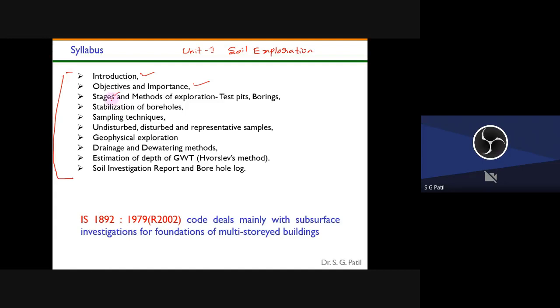There are 3 stages, like preliminary, then detailed exploration. Those things we will discuss, and methods of exploration. Okay, so how can we explore the soil?